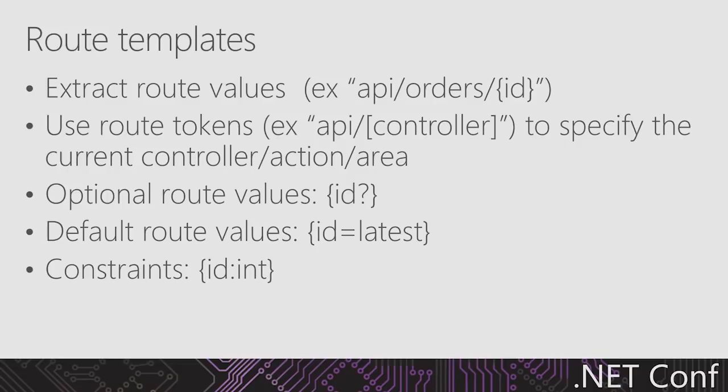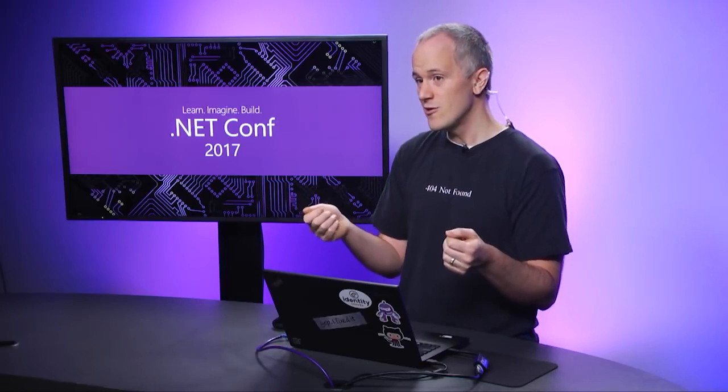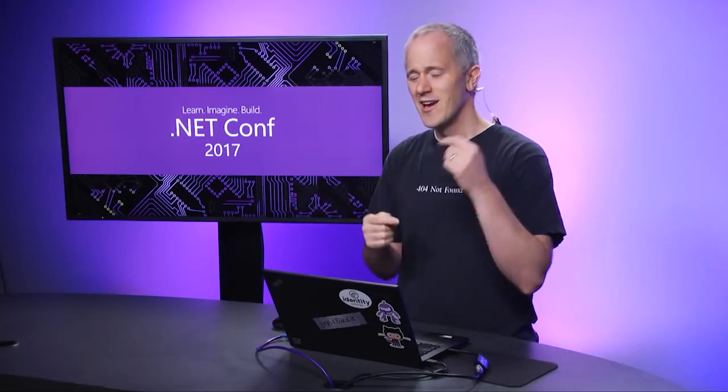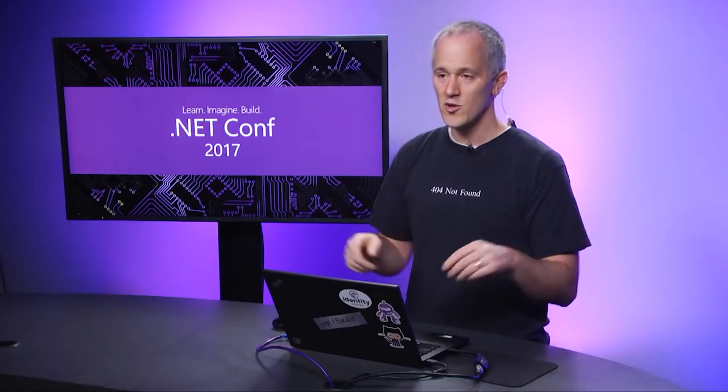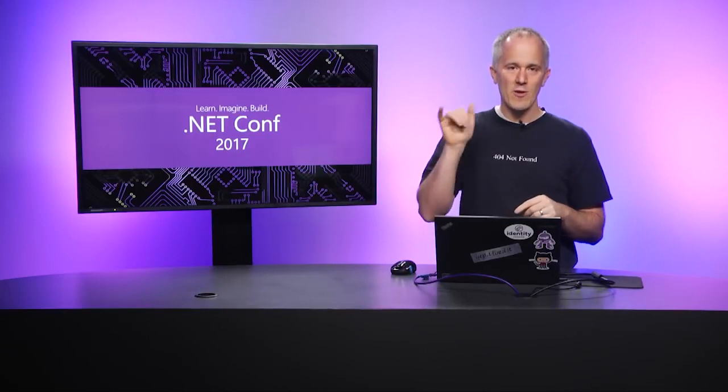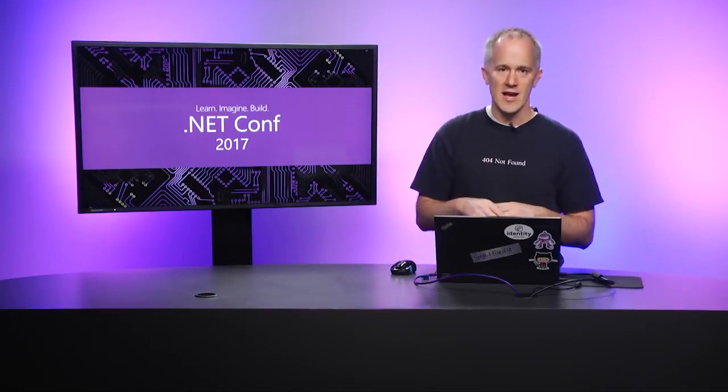Now, route tokens give you a way to have parts of your route template that you actually want to be based off of your controller, action, or area names. So for example, in my values controller, I generally want my routes to start with API/values. But if I refactor my values controller type name to something else, I don't want to have to go through and fix up all my routes. So using square brackets, you can specify a route token that will get replaced with the corresponding controller, action, or area name.